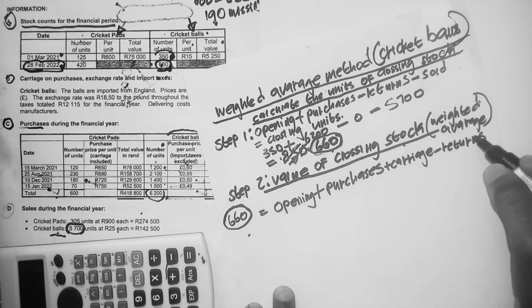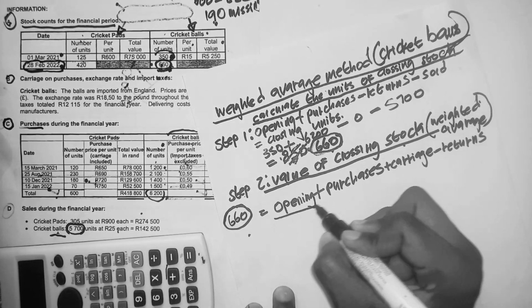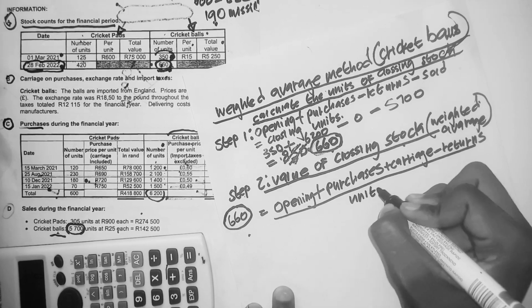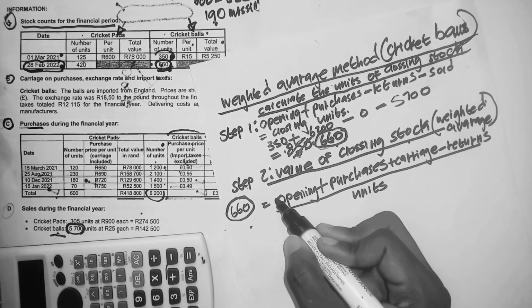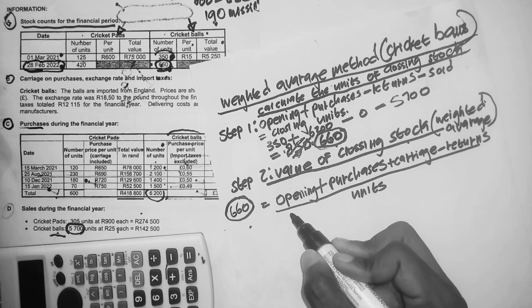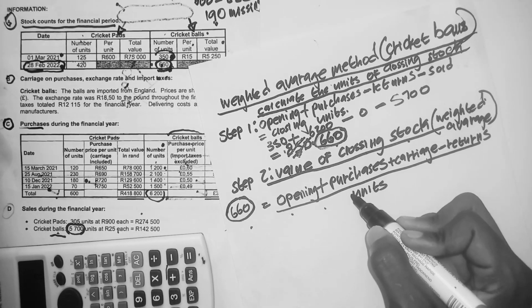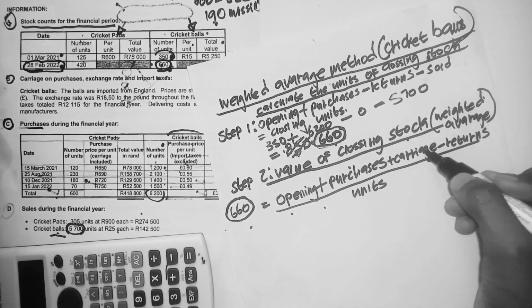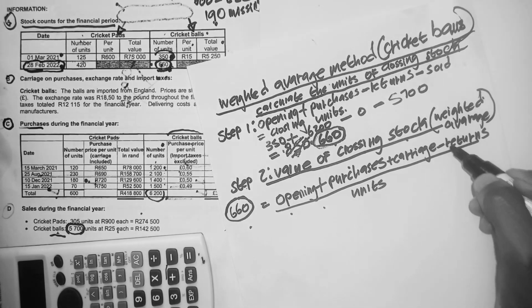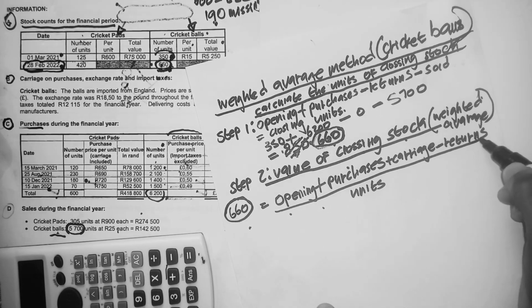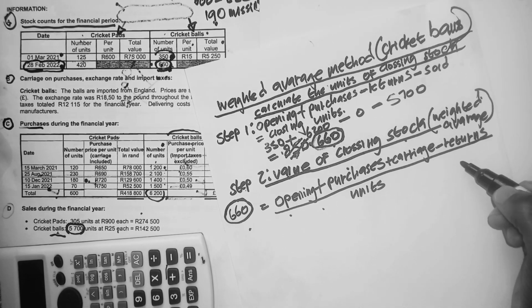So you take the value of your stock and divide by the units for each, which means we are going to take the value for opening, divide by the units for opening, plus the value for purchases, divide by the units for purchases, plus carriage, which does not have units, then minus the value for returns, divide by the units for returns.